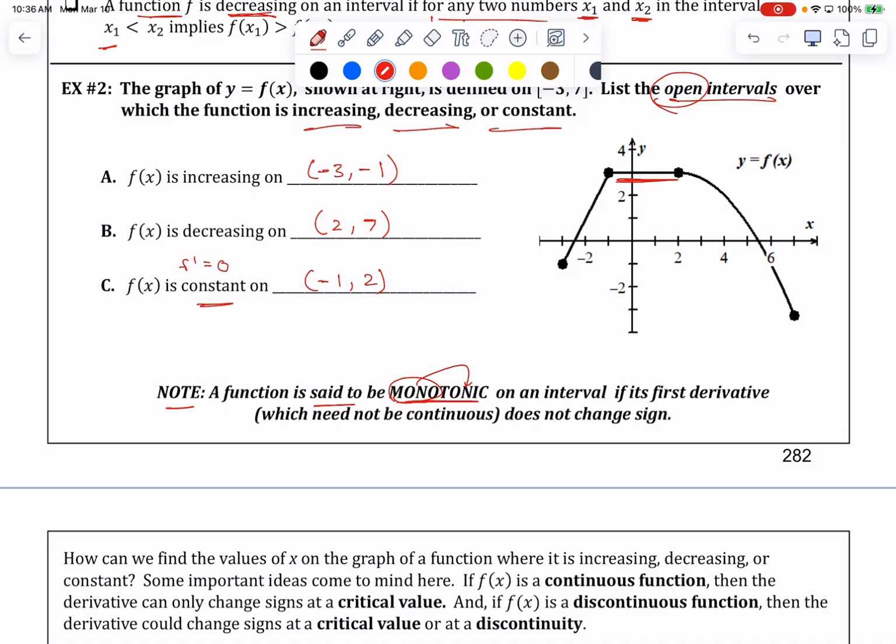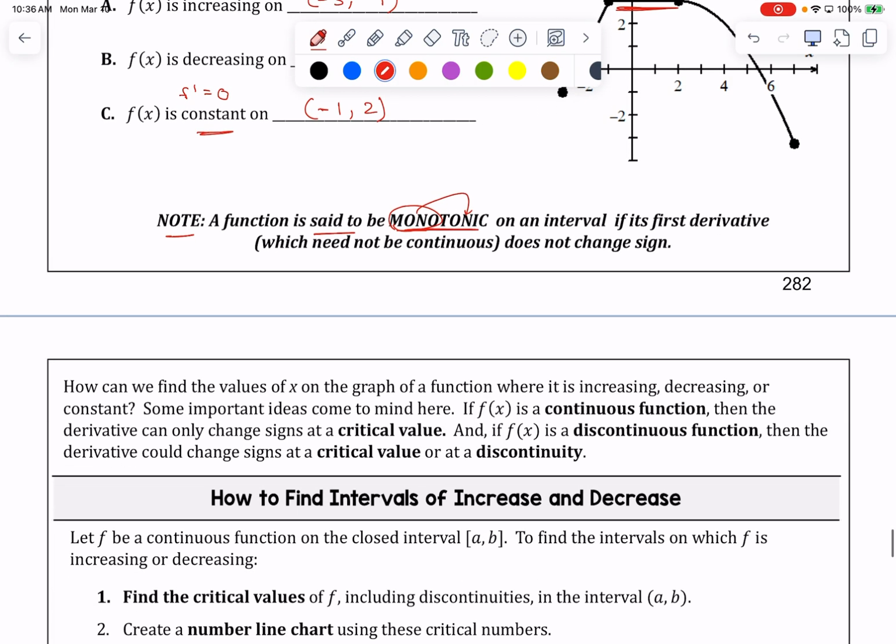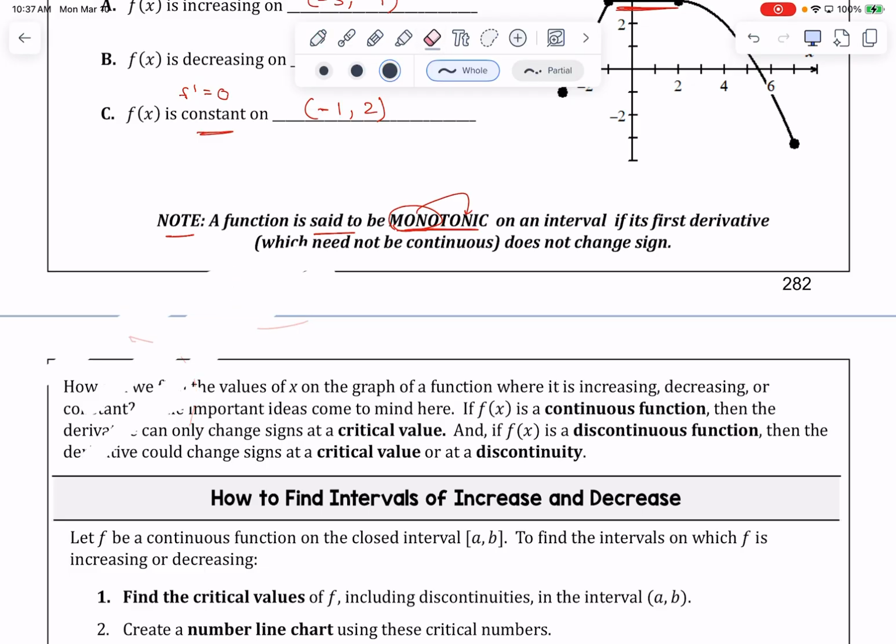Can anybody give me one that's strictly decreasing? Negative x squared? Boomerangs? Let's draw boomerangs. It is strictly decreasing, except at 0, so technically no. It says which need not be continuous, so you're good again.